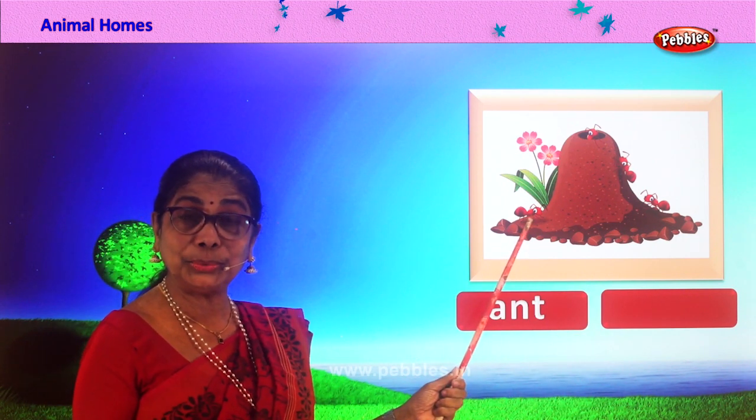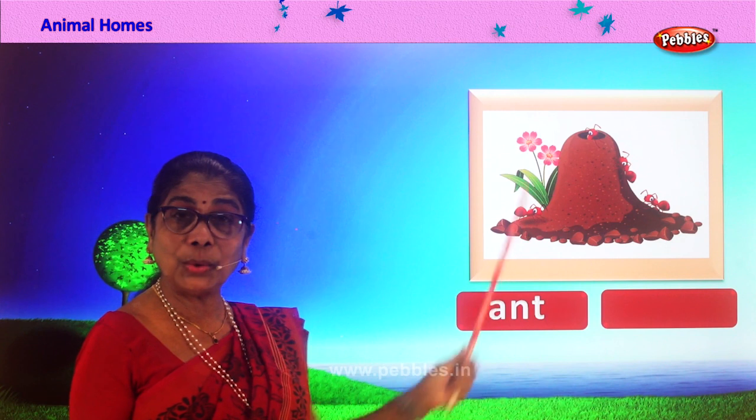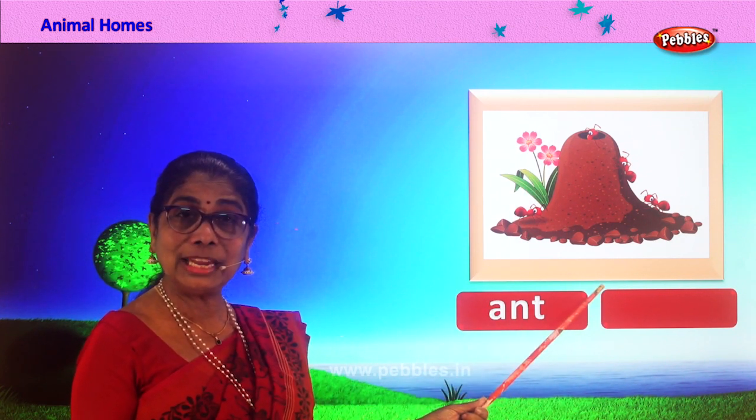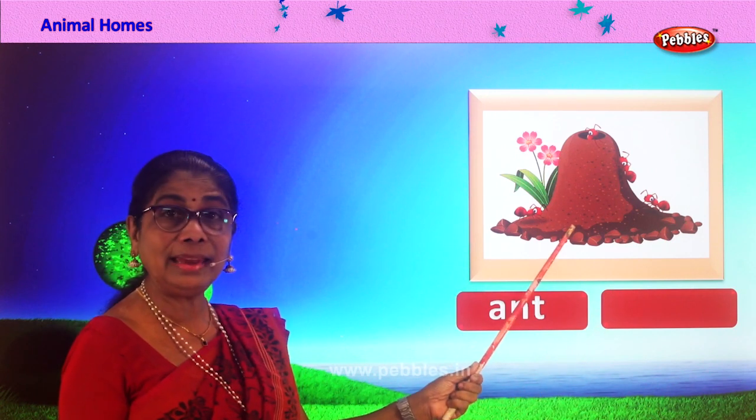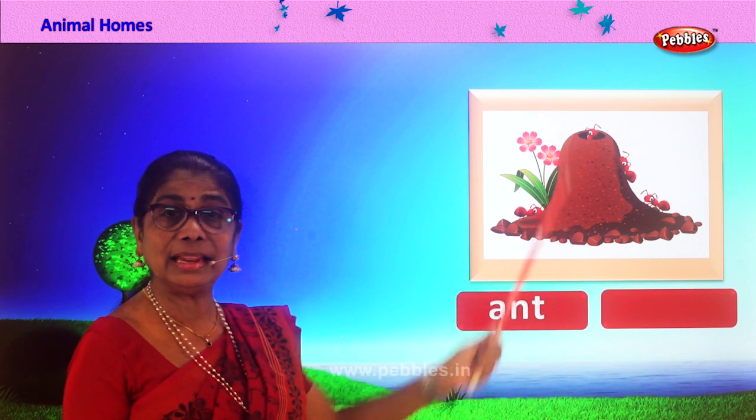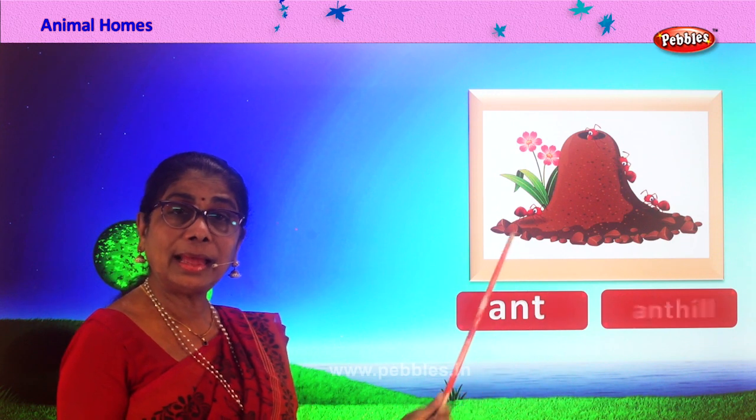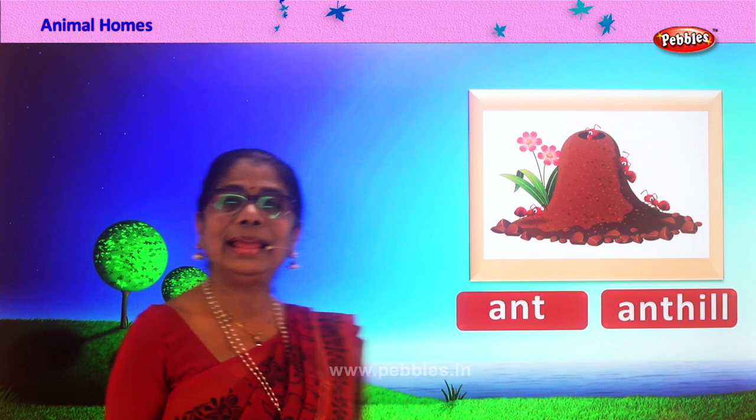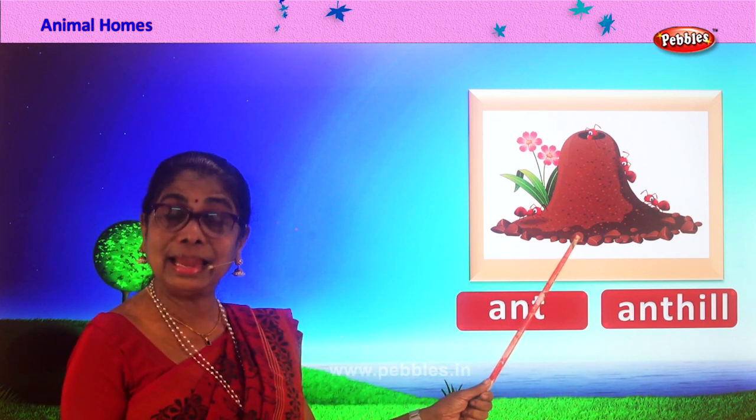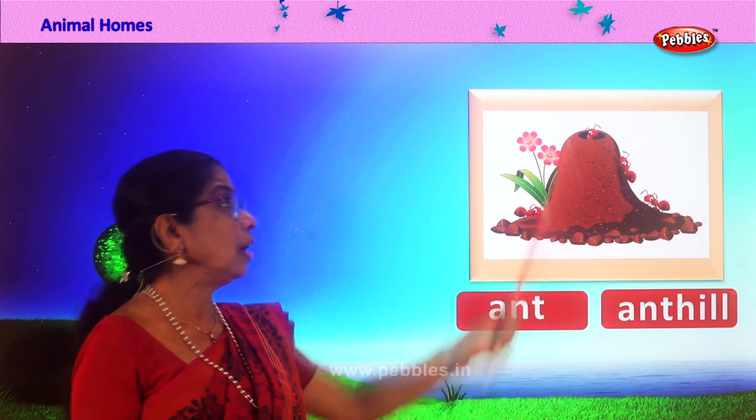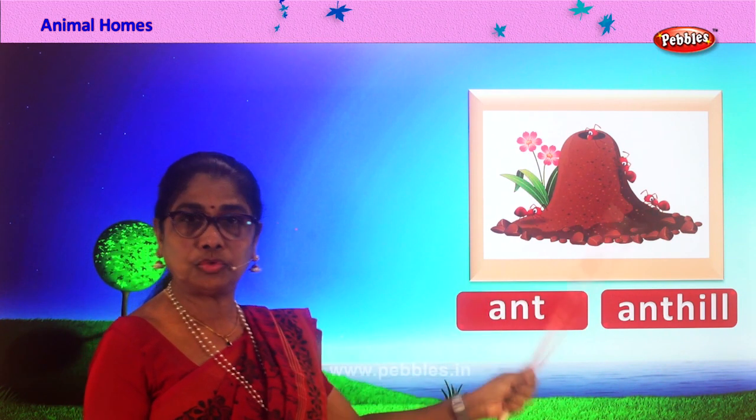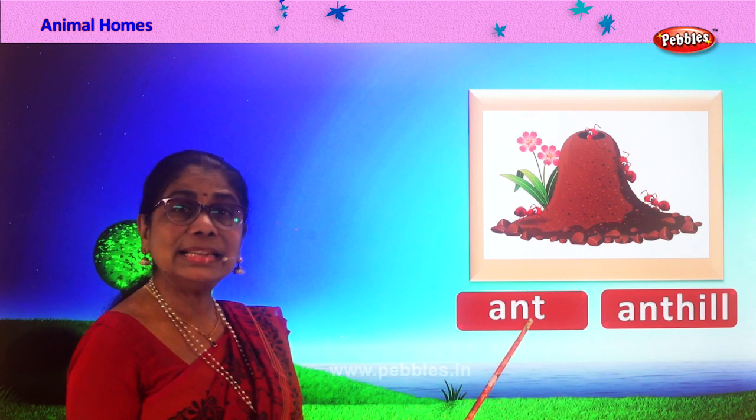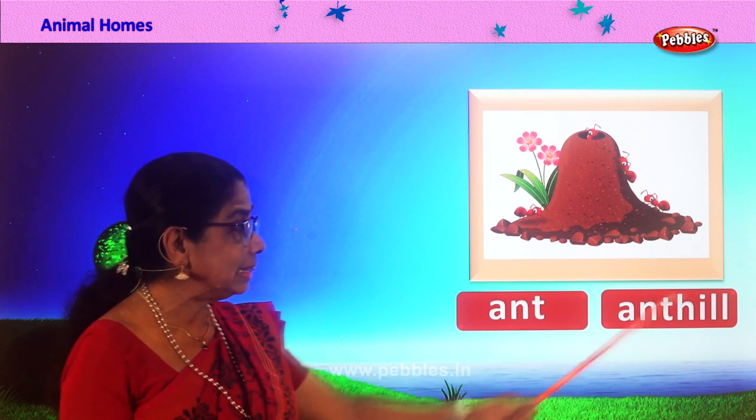And what do the ants do to you? They bite you. So this is the home built by the ant. What is the name of the house of the ant? It's a tiny hill. So what will you call it? Ant plus hill. Ant hill. Ants make a hill. How? They go in, dig out all the sand and put it out. It becomes a tiny hill. Ants live in an ant hill.